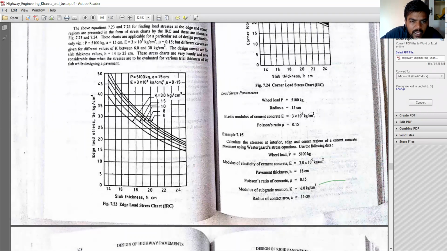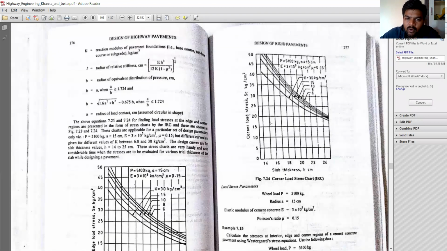these lines are K values. K is nothing but the modulus of subgrade reaction value. Here, by knowing the K value, we can calculate edge load stress directly. As we know the slab thickness, by knowing the slab thickness and the K value, that is the subgrade reaction value, we can calculate edge load stress directly, which is given by the IRC.